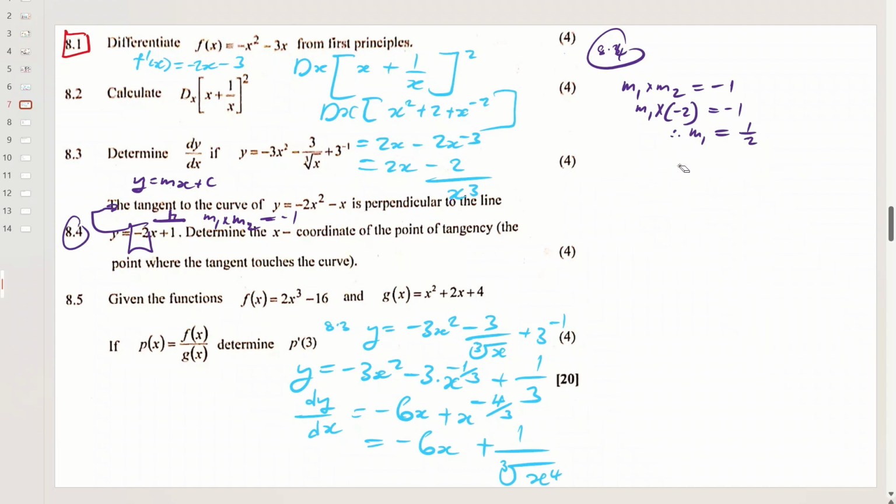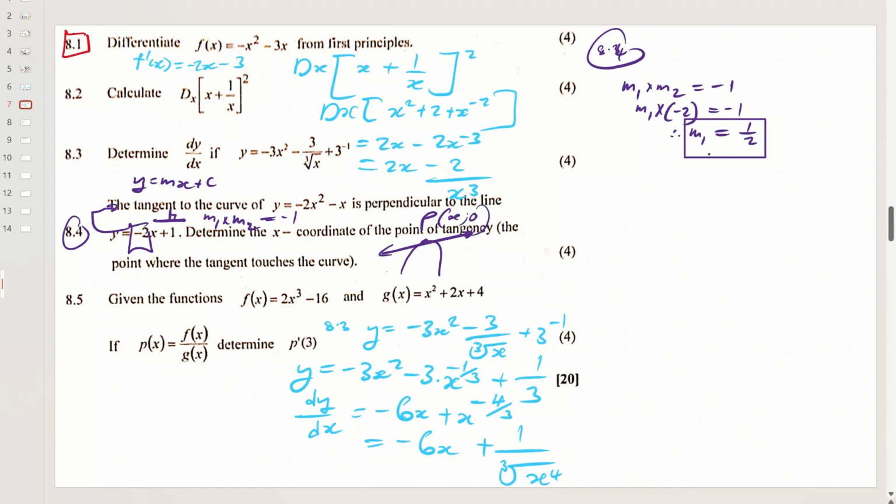Now, they were not looking for the equation of this line, but they did say determine the x coordinate of the point of tangency, the point where the tangent touches the curve. So you have a curve, then that's that. You need this point there, the x, only the x, right? So that's very simple.